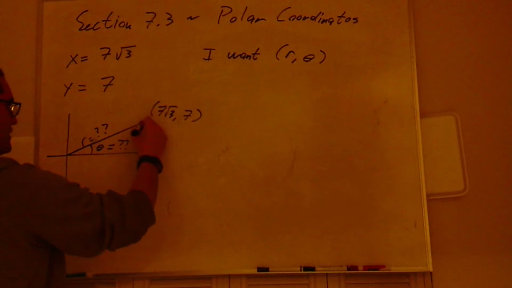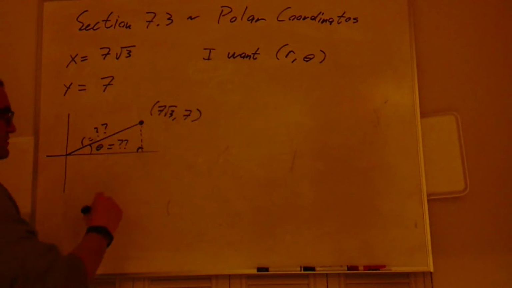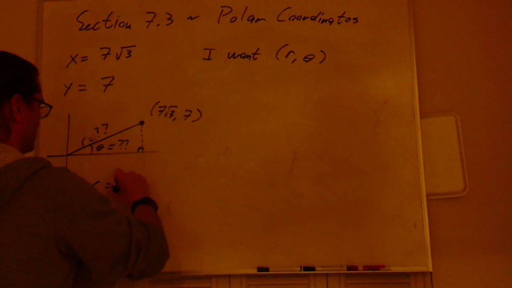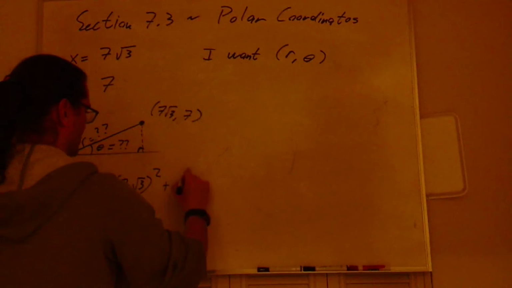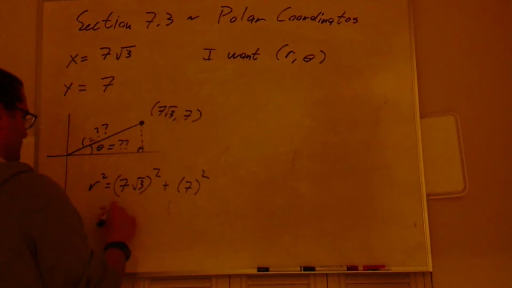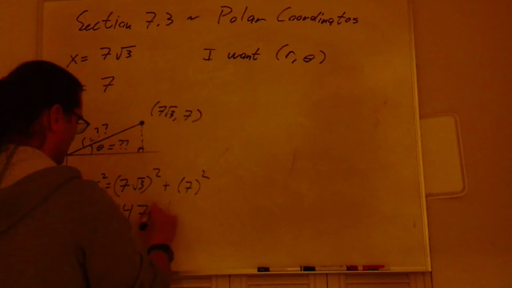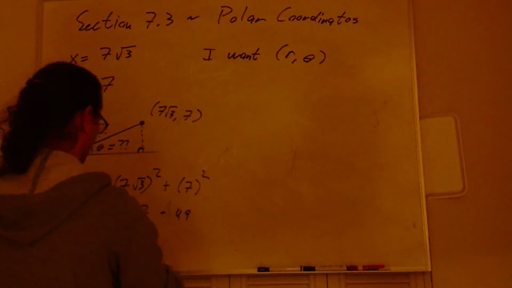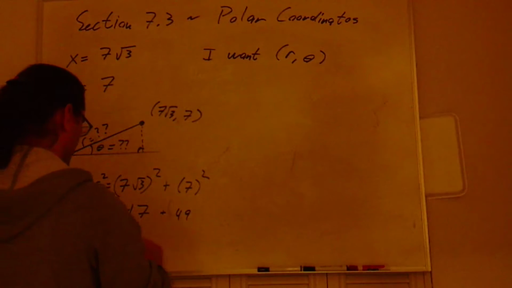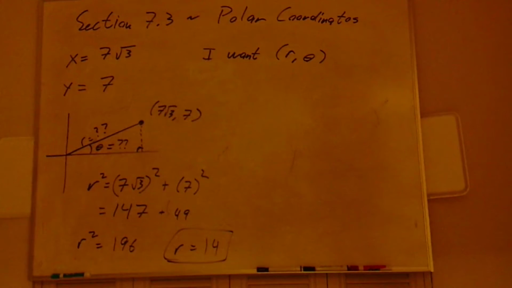Again, I'm going to start with distance by dropping a vertical line here, making a right triangle, getting the hypotenuse. r squared equals 7 root 3 squared plus 7 squared. So 7 root 3 squared should be 49 times 3, which is probably 3 less than 150, 147. 147 there. 7 squared is 49. So r squared is 196, which means that r should be 14. So far so good.